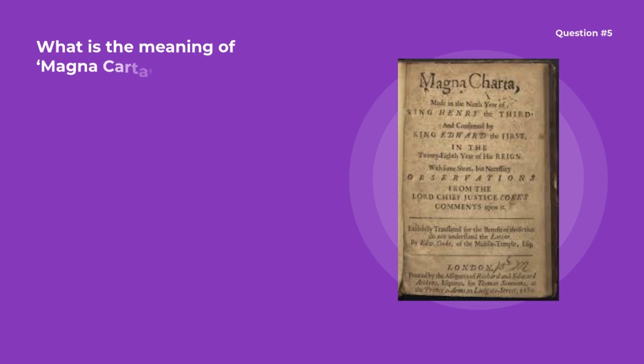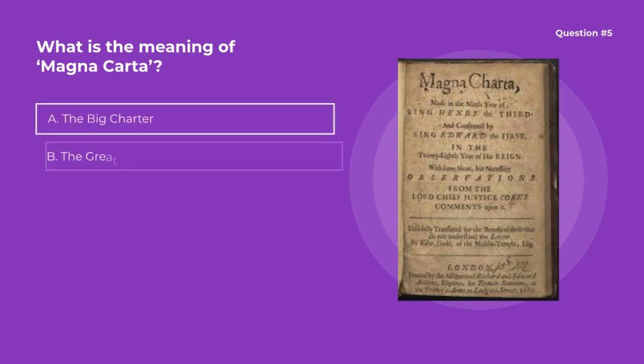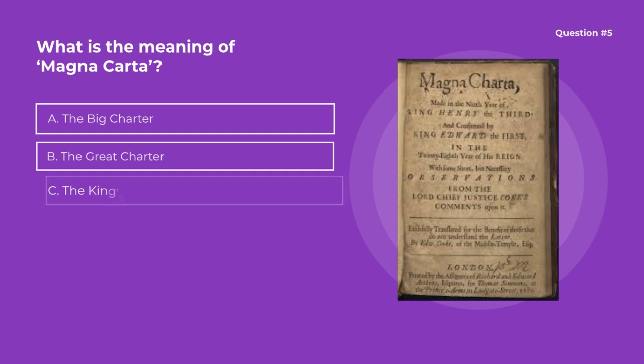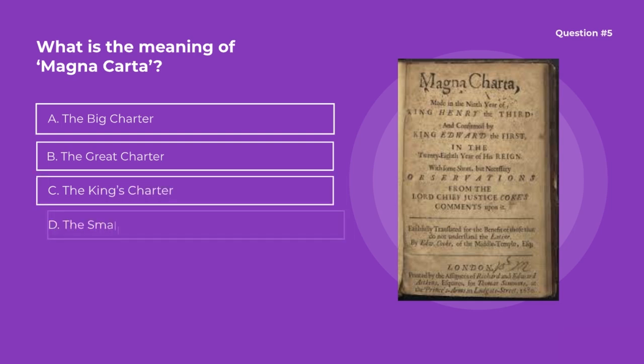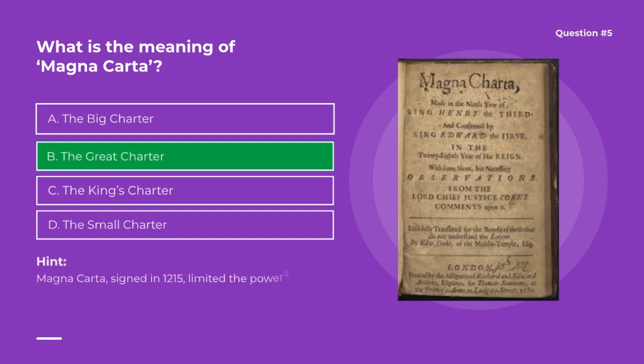Question number 5. What is the meaning of Magna Carta? Options are A. The Big Charter, B. The Great Charter, C. The King's Charter, D. The Small Charter. The correct option is B. The Great Charter. Magna Carta, signed in 1215, limited the powers of the king and established legal rights.